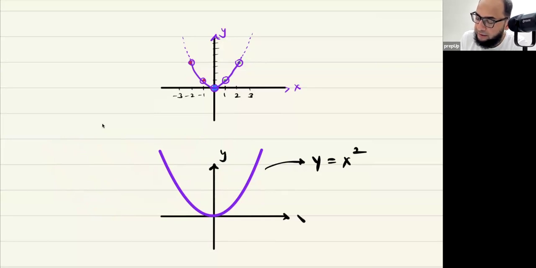This is y, this is x, this is the origin. When x is positive, y is positive, but it's increasing very fast. When x is negative, y is still positive, but it's increasing very fast.